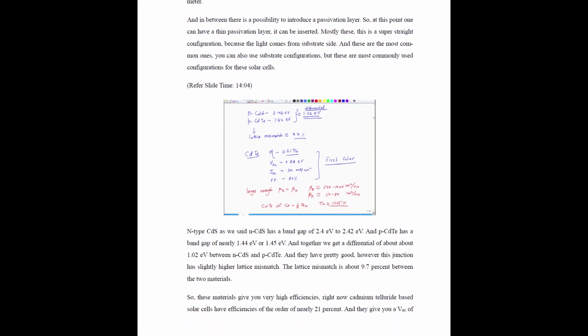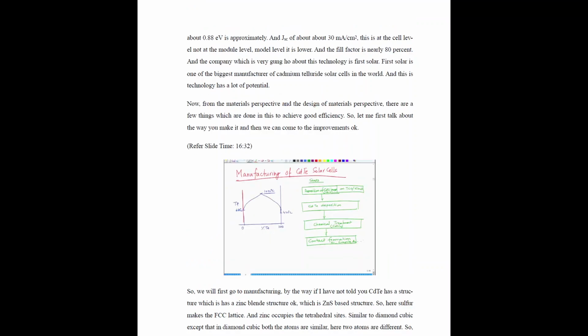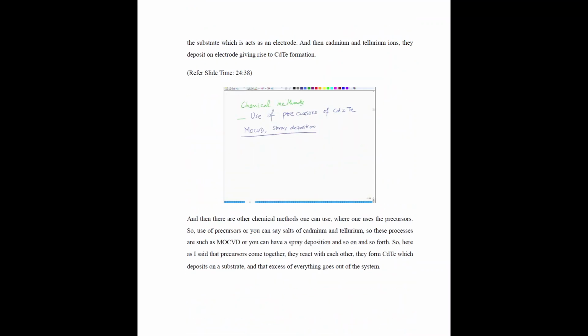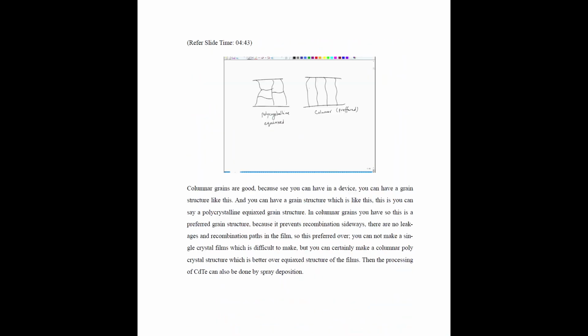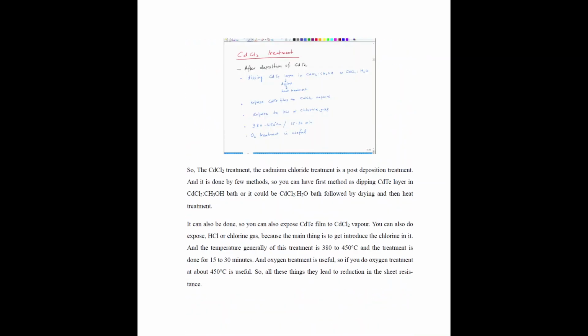Then why CdS and CdTe are used, how much CdS and how much CdTe should be used, all these things sir talked about. Then the manufacturing of it. And then in the 35th class I talked about cadmium telluride solar cell processing and all these things.